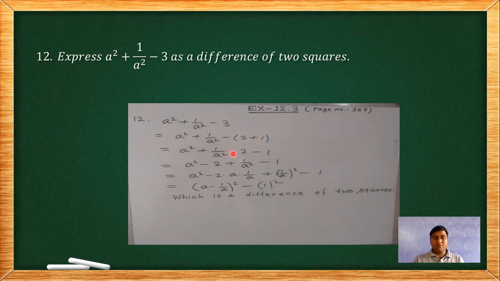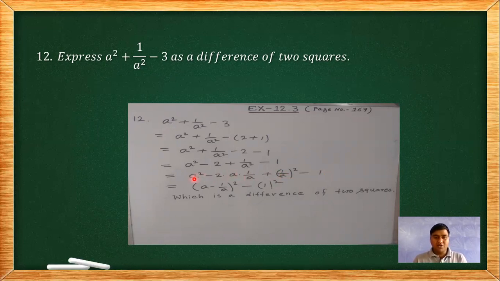And open the bracket, minus 2 minus 1. The first two terms are the same: a square plus 1 by a square, minus 2 minus 1. Here we write a square minus 2 plus 1 by a square and minus 1. Now minus 2 we write as minus 2 times a times 1 by a, because a and 1 by a cancel, so a into 1 by a is 1. So a square minus 2 into a into 1 by a plus 1 by a whole square minus 1.